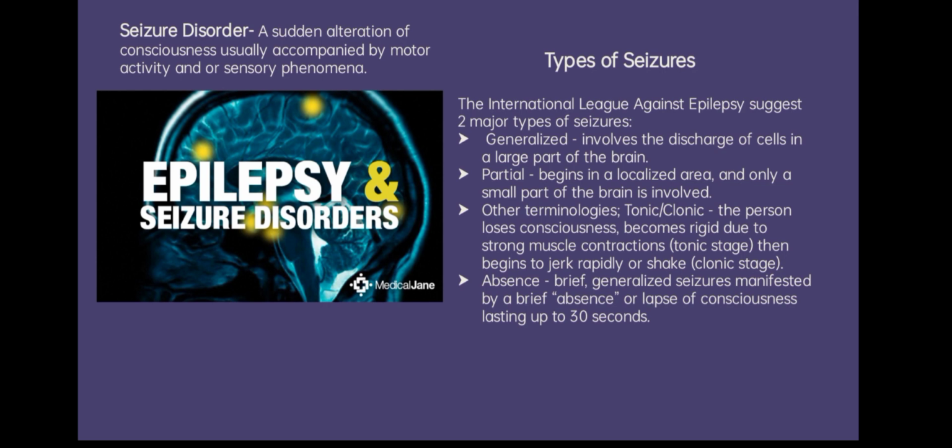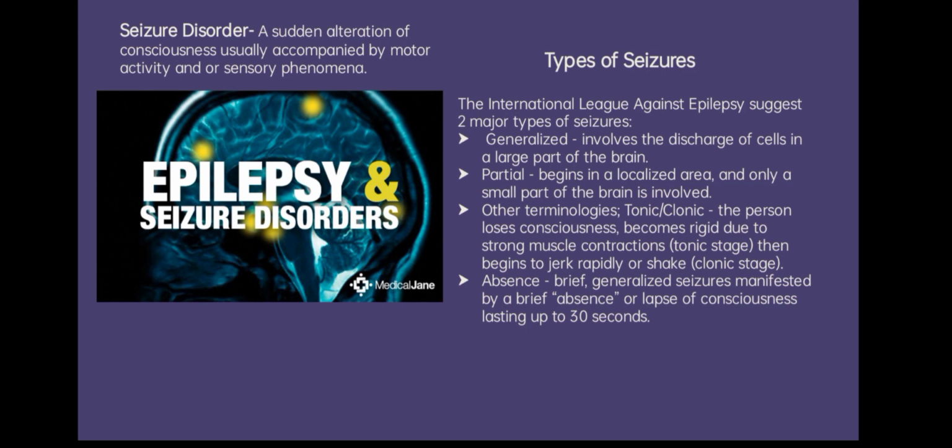So, types of seizures. The International League Against Epilepsy suggests 2 major types of seizures: generalized and partial. Then, there are other terminologies, tonic or clonic. Generalized involves the discharge of cells in a large part of the brain. The partial begins in a localized area and only a small part of the brain is involved.